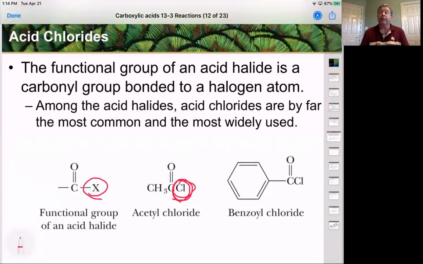It's a very good leaving group, so it can be easily attacked by other things to generate carboxylic acids if we attack it with water. Alcohols, we'll get an ester. Amines, we'll get an amide. So we can convert this group very, very easily because this is a very good leaving group.